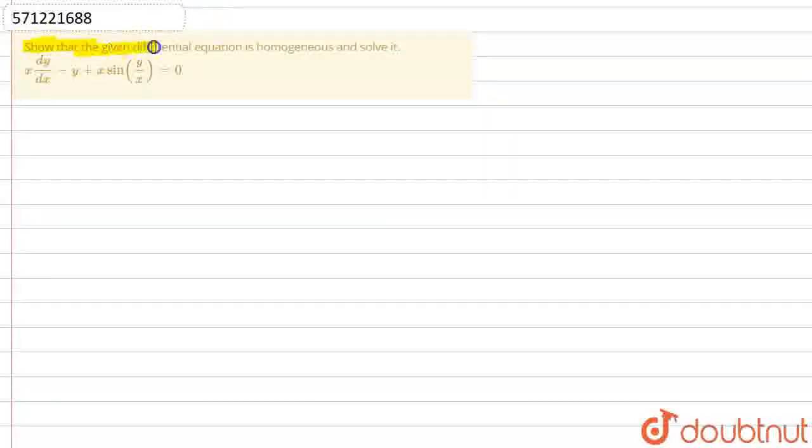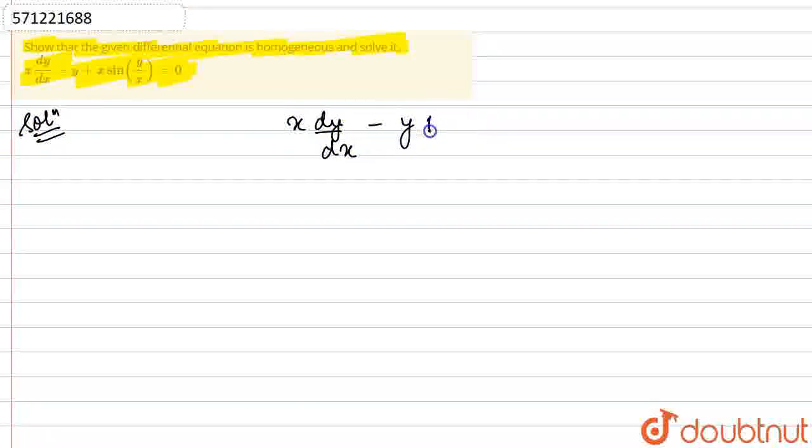Hello friends, the question is, show that the given differential equation is homogeneous and solve it. Okay, so we are given the differential equation as x times dy by dx minus y plus x times sine of y by x is equal to 0.